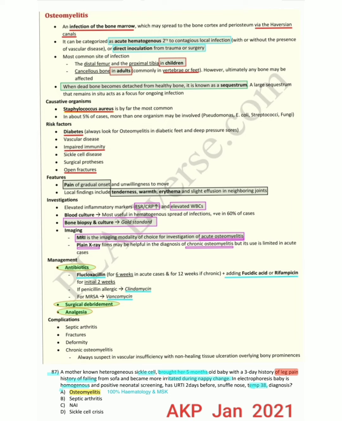Complications are septic arthritis, fractures, deformity, chronic osteomyelitis. Always suspect it in vascular insufficiency with non-healing tissue ulceration overlying a bony prominence.